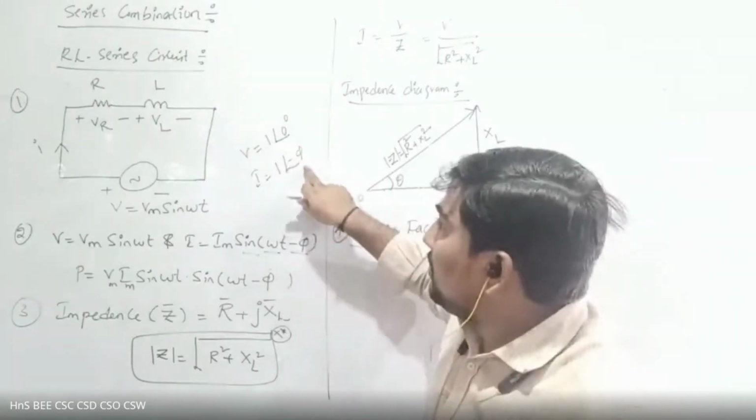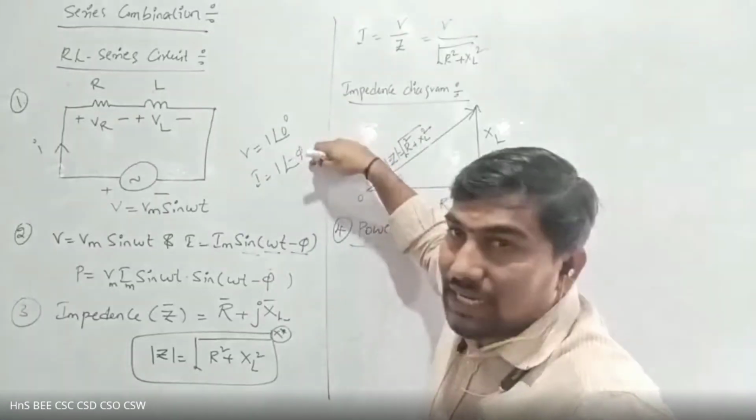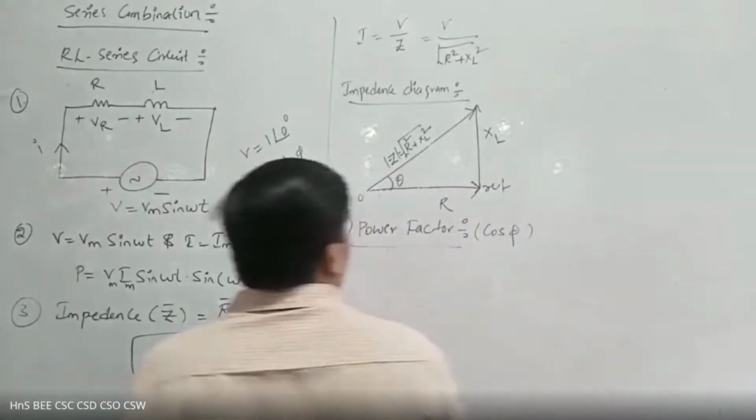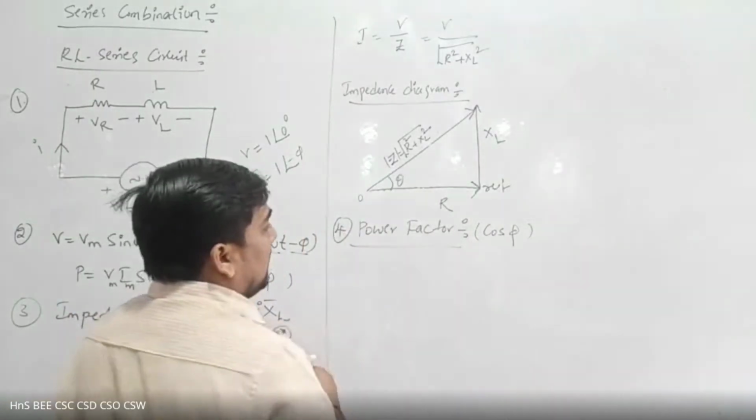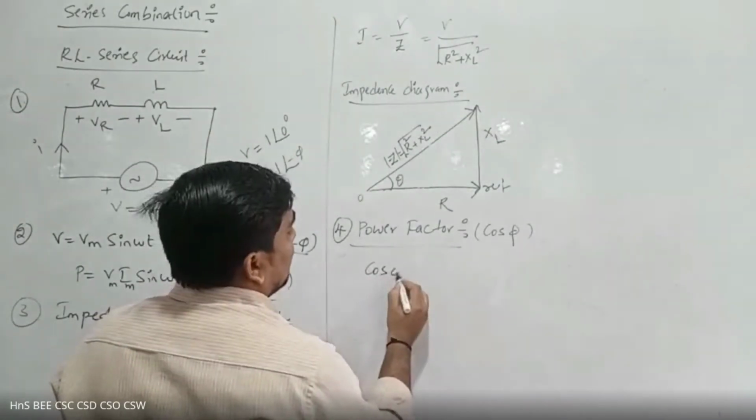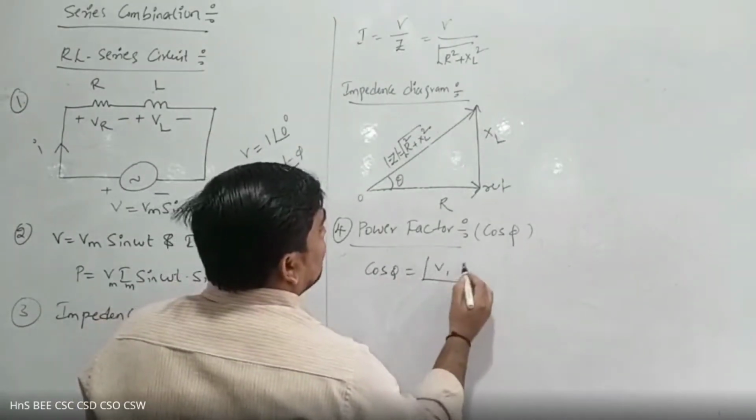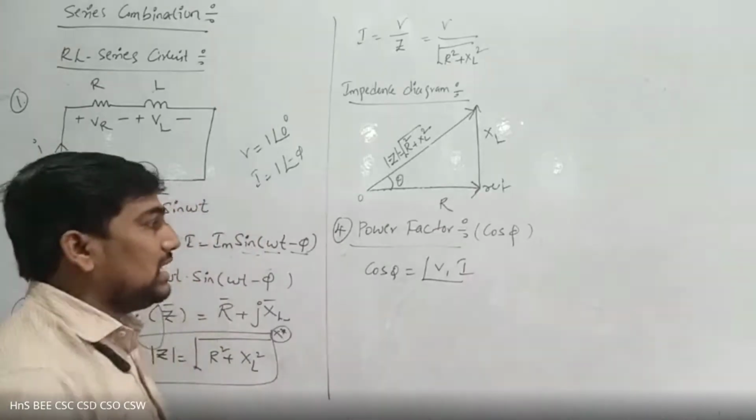Minus angle pi. That is pi. Pi is nothing but the difference between voltage and current. Simply, you have to take the power factor. Power factor is the angle of voltage as well as current.